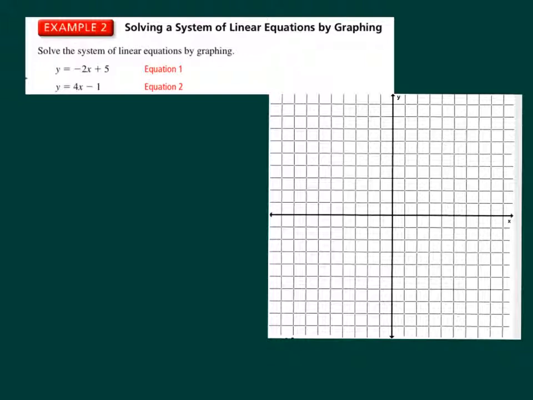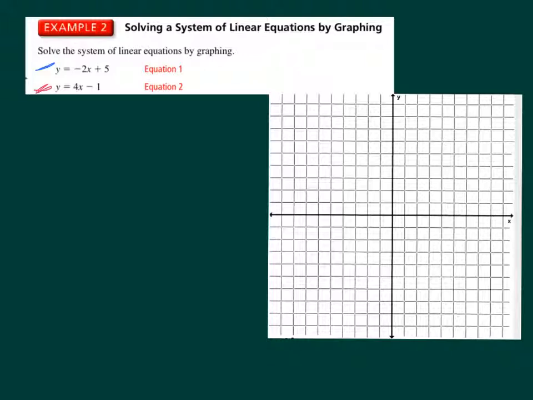As part of example 1, we'll do example 2 here in just a second. What we're going to do is actually go ahead and graph these lines. I'm going to graph the top line in blue, and I'm going to graph the bottom line in red so that we can see which lines are which.